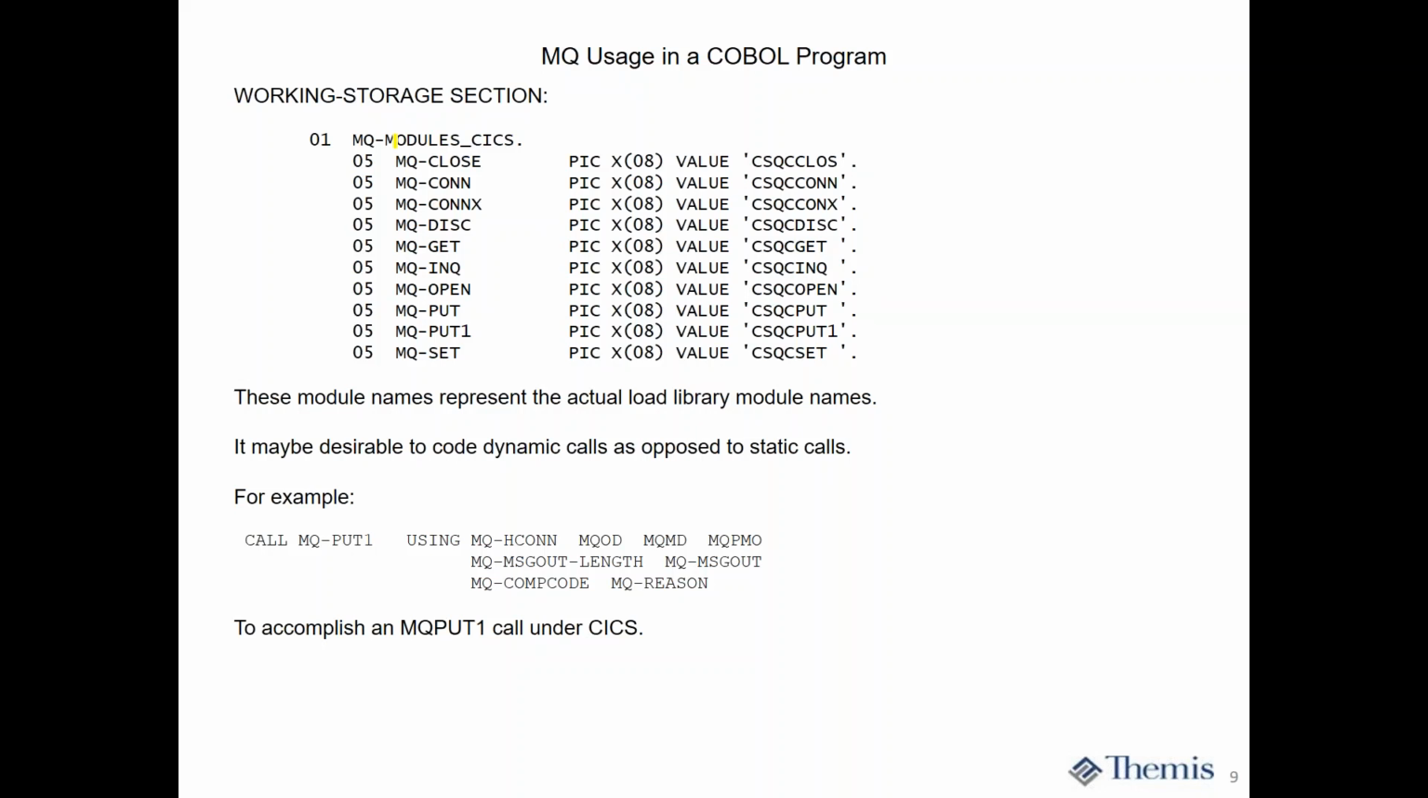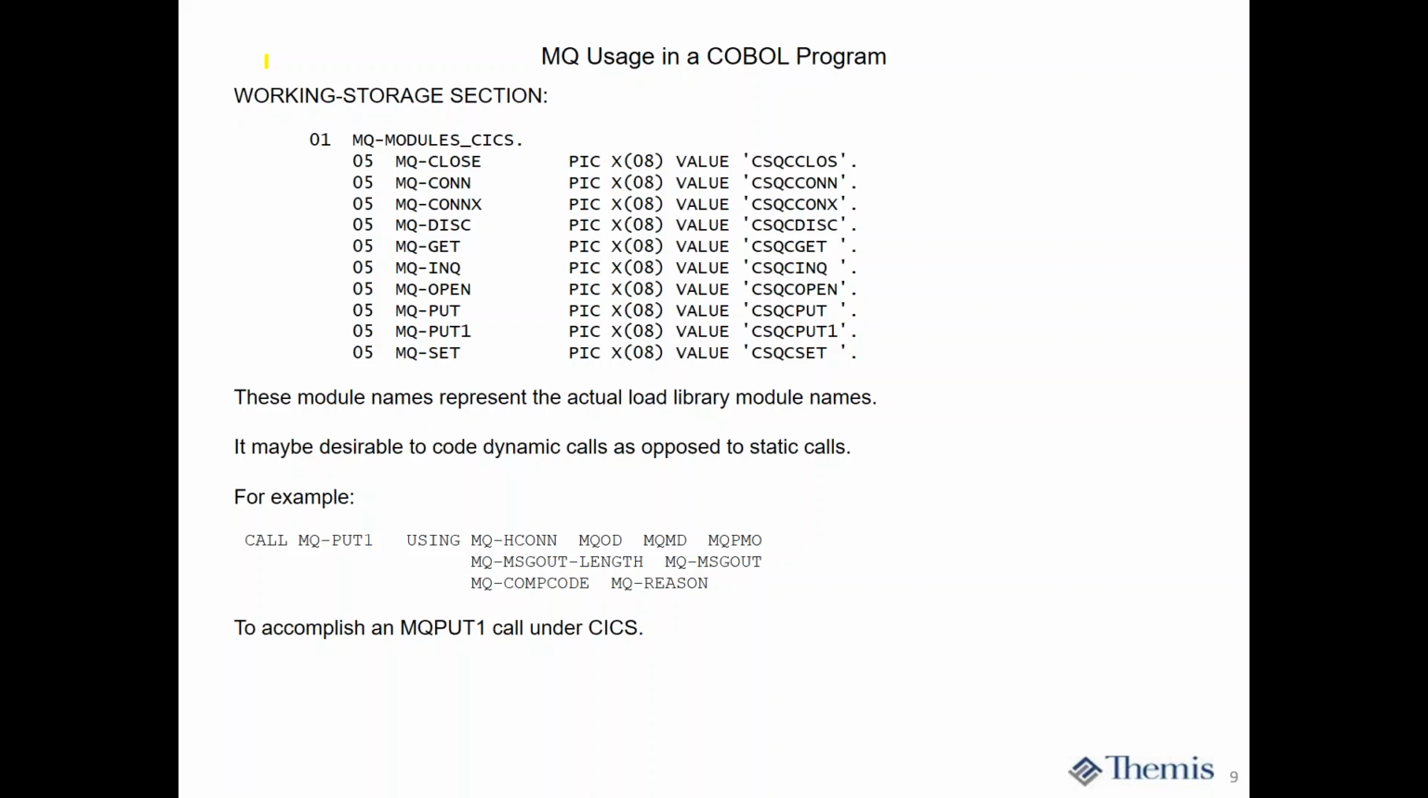I mean, there are some more things, but like I said earlier, I wanted to show you dynamic calls. Now, I prefer to use dynamic calls myself. It's a little bit of extra coding on my part. I have to include in working storage these various picture X8s that you see here. Those are the actual module names. Notice they all begin with CSQC. CSQ is the beginning of everything in MQ on z/OS on the mainframe. The C means CICS modules. If it was CSQB, as in Baker, it would be batch programs.